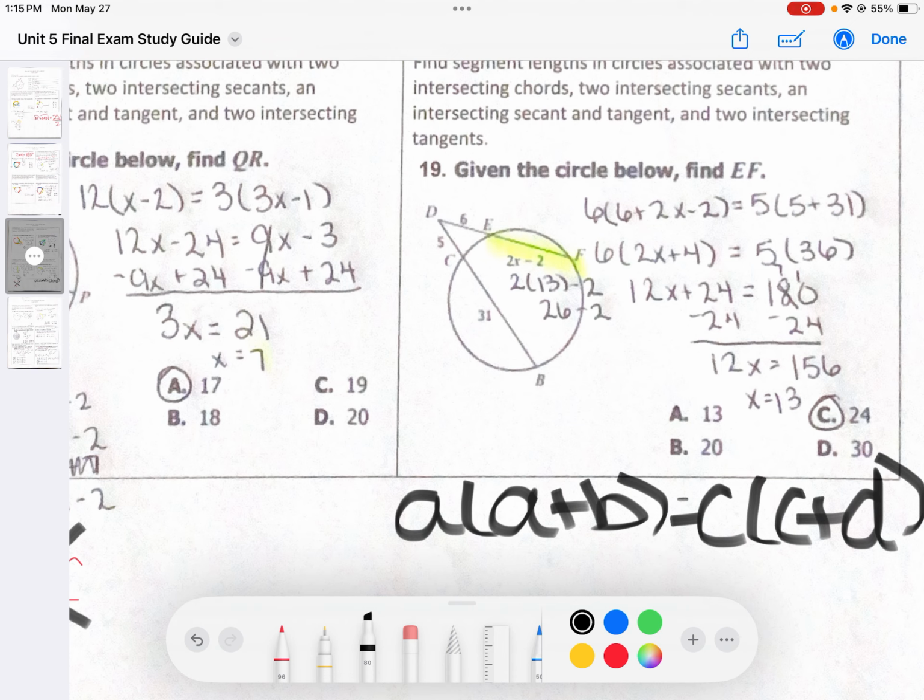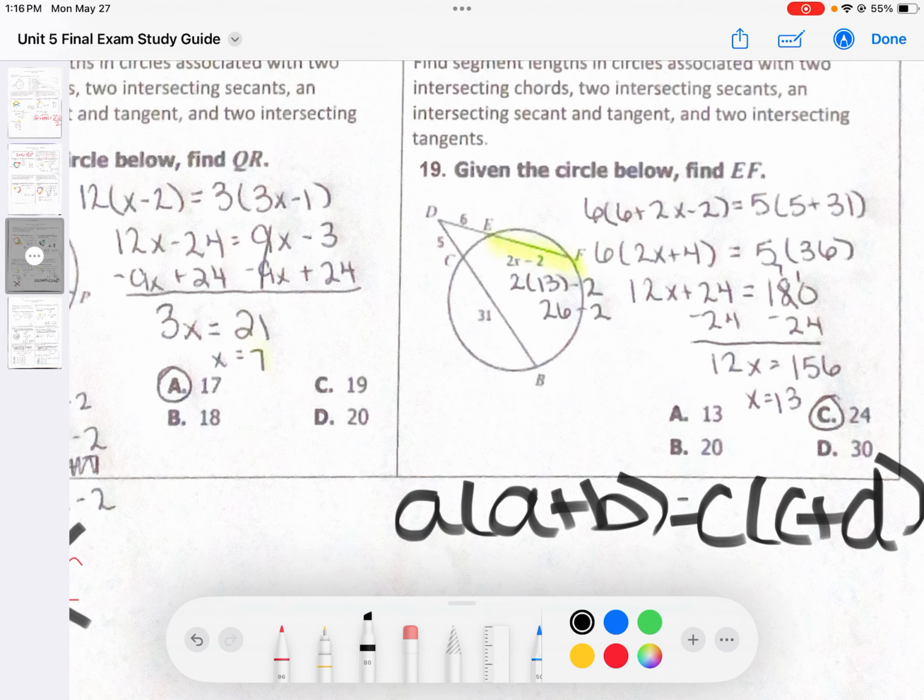You can go ahead and add in the parentheses, which 5 plus 31 is 36. Some people may distribute that 5, but we know 5 times 5 is 25. 31 times 5, I believe, is 155. Let me double check here. 30 times 5 is 150, and 1 times 5 is 5, so 155. So 155 plus 25 is 180.